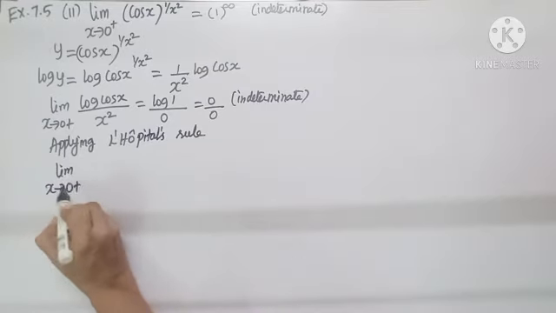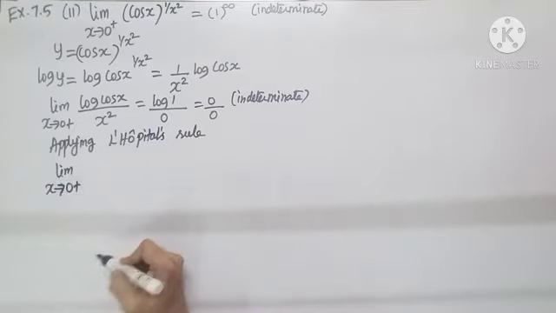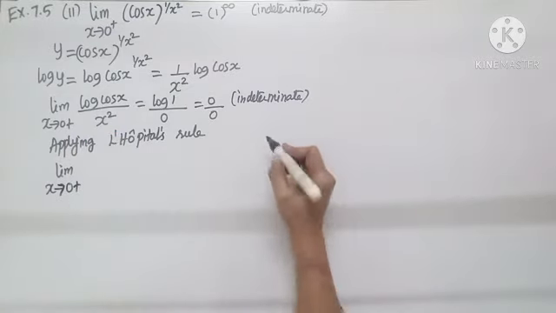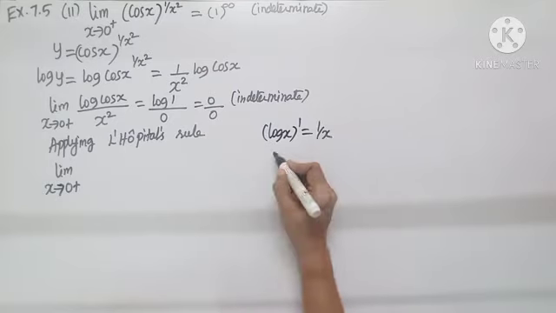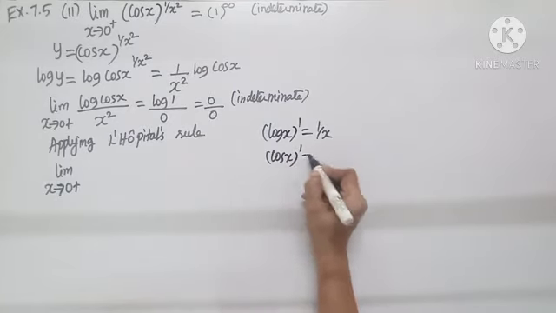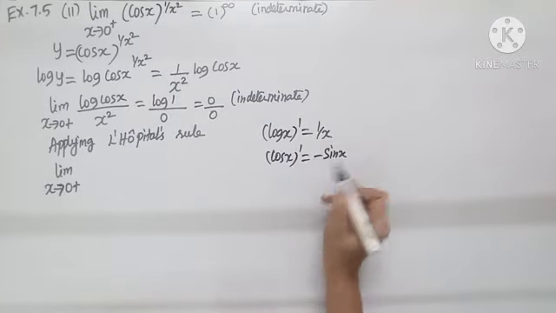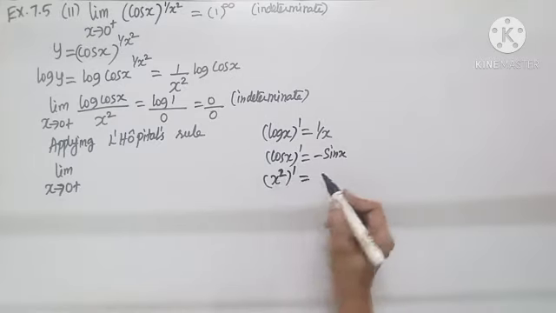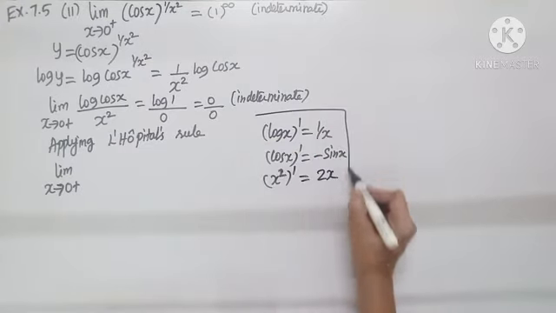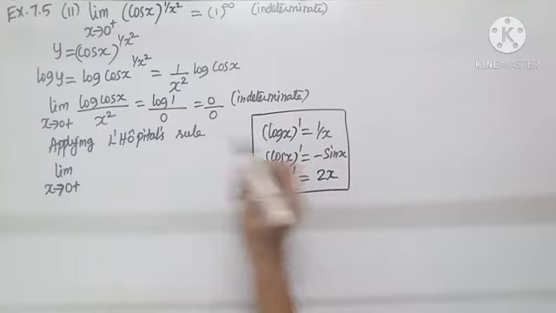Limit, there is no change, write as it is. Log cos x. Let us remember the formula. Log x becomes 1 by x. Cos x becomes minus sin x. And x squared, the formula we say x power n, that is n x power n minus 1. So it becomes 2x. Let us apply all this here.